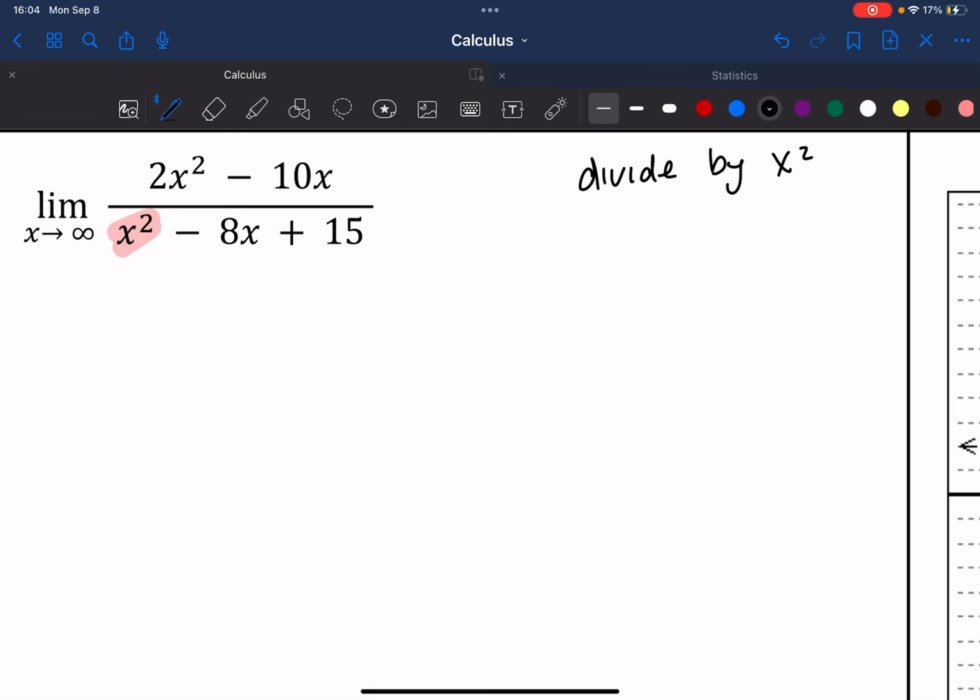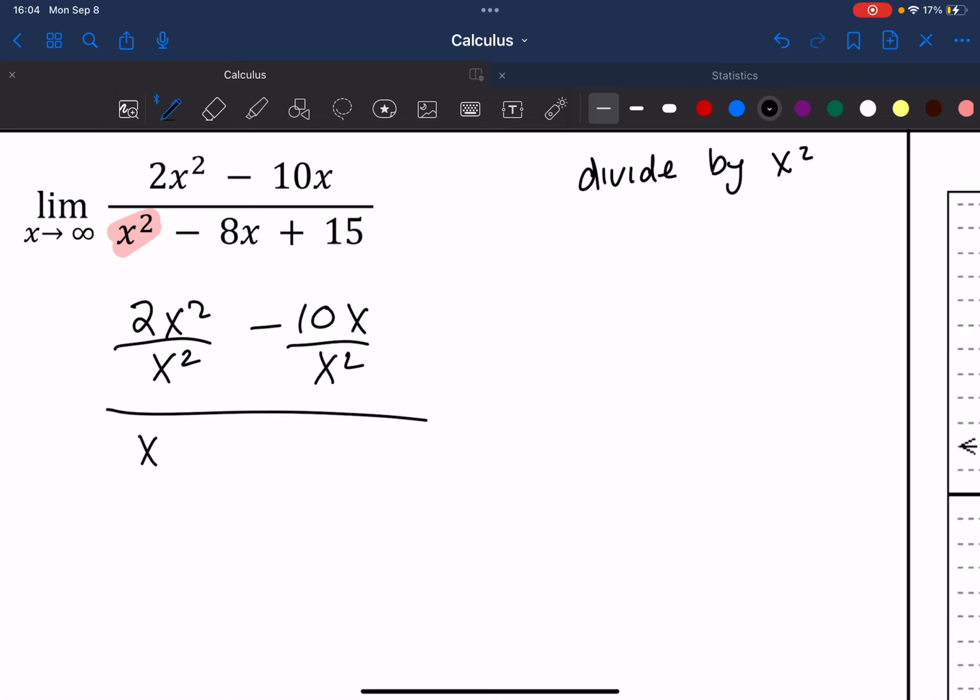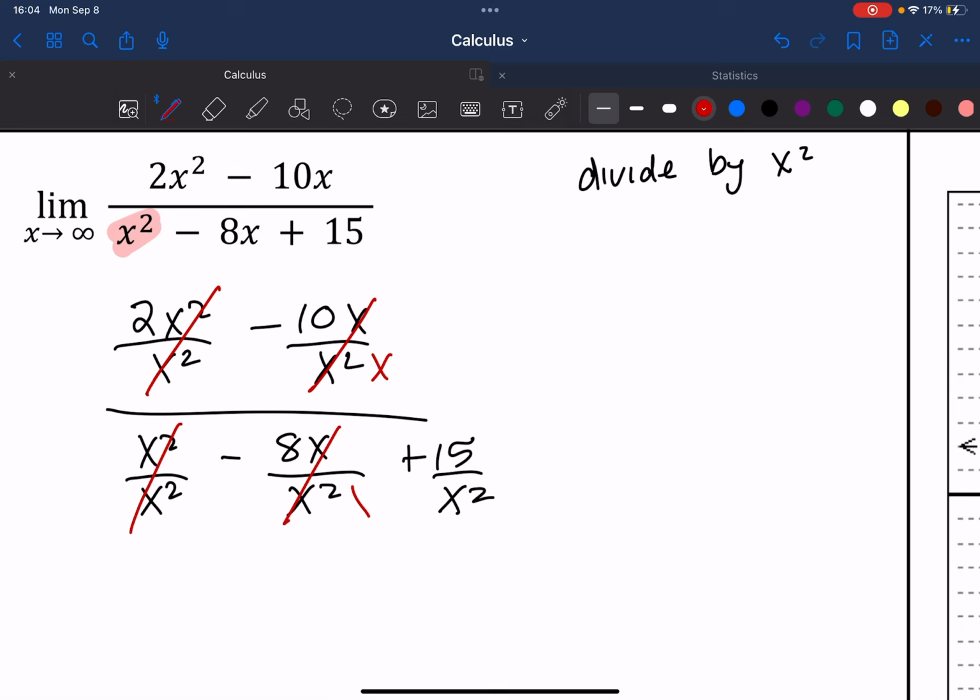Every single term. So 2x squared divided by x squared, minus 10x divided by x squared, over x squared divided by x squared, minus 8x divided by x squared, and plus 15 divided by x squared. Then I'm going to simplify and reduce if I'm able to. So these x squareds are going to cancel out. These ones are going to be left with an x on the denominator, and then 15 over x squared can't cancel. So we're left with 2 minus 10 over x over 1 minus 8 over x plus 15 over x squared.